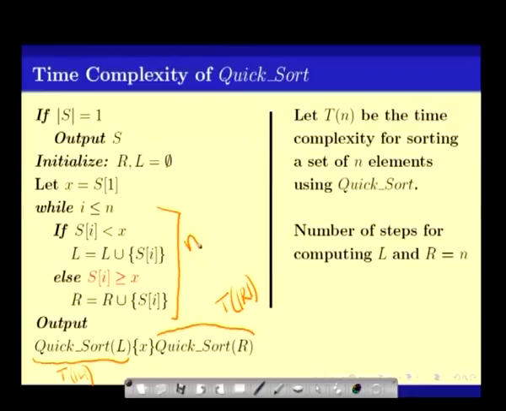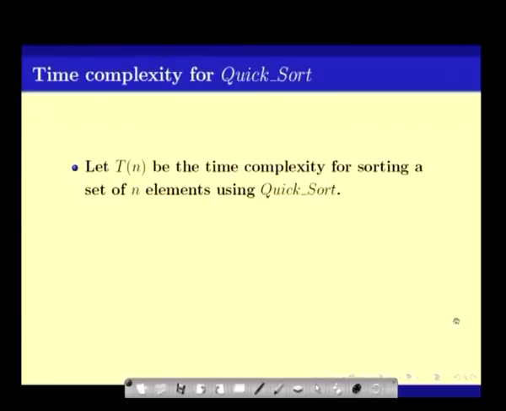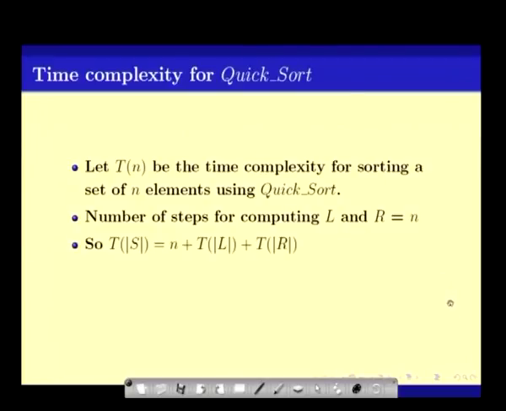So, I have n steps here, T of size of L steps here, T of size of R steps here, and that is T n. In other words, we have T of size of S is equal to n plus T of size of L plus T of size of R. So, again to recap, if T n is the time complexity for sorting this set of n elements using quick sort, then we have n steps that have to be done, and then T of size of S is equal to n plus T of size of L plus T of size of R.